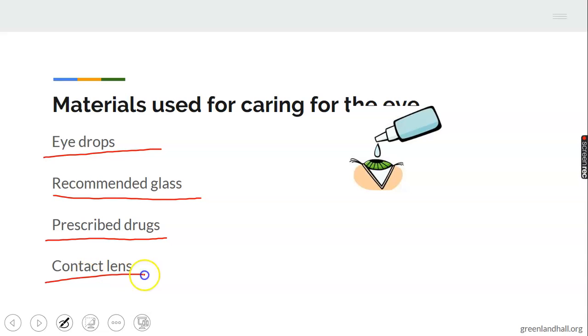And also materials we can use for caring for the eyes. If you are not using your eyeglasses, we have contact lenses. You can use your contact lens to care for the eyes. Eye drops, as you can see here, how it is used. You open your eyes and put a drop in it, it helps you to care for the eye.